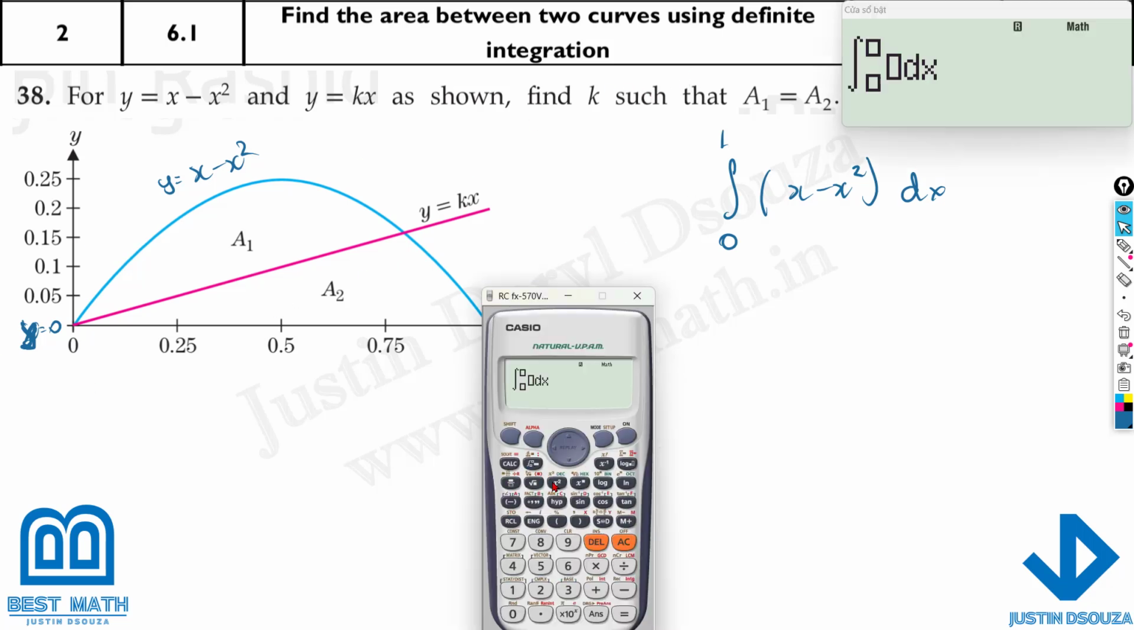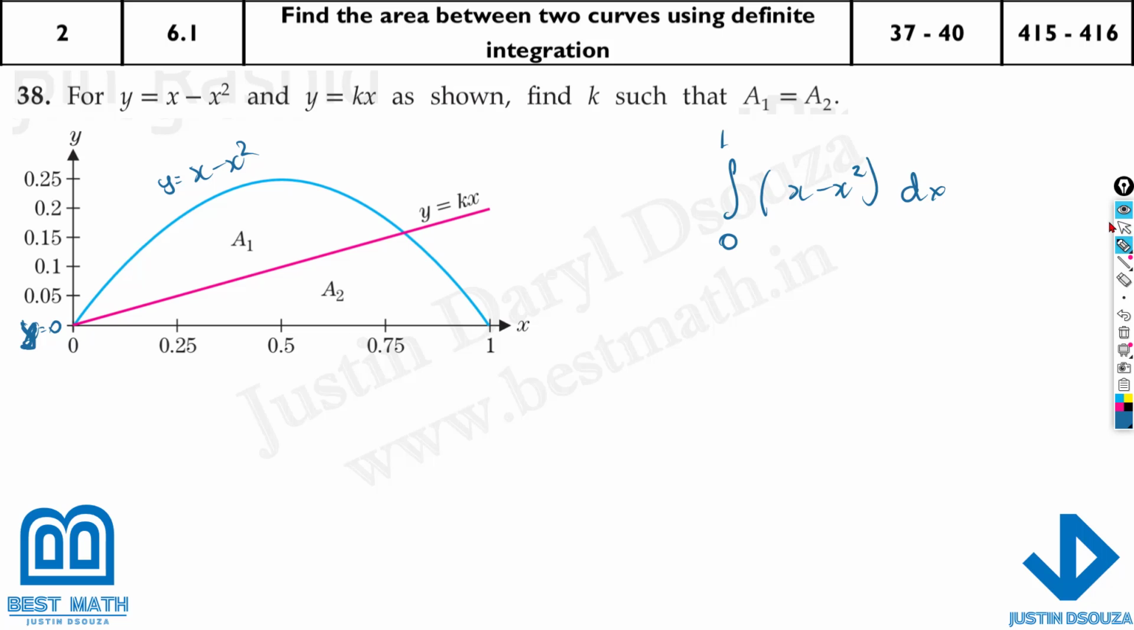So your integral of x minus x squared, we have 0 to 1. It is 1 by 6. Okay, that's the total area, that is 1 by 6. Now this area, what we found is the total area of this figure from here till 0 over here.